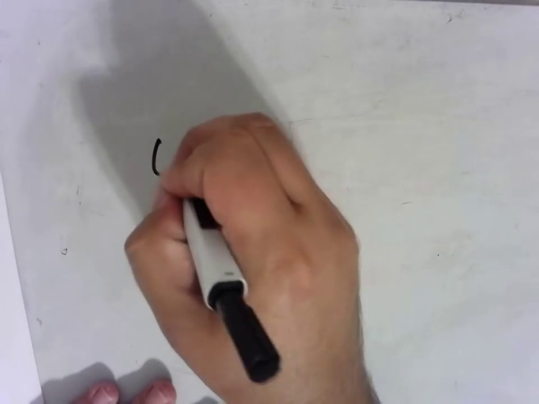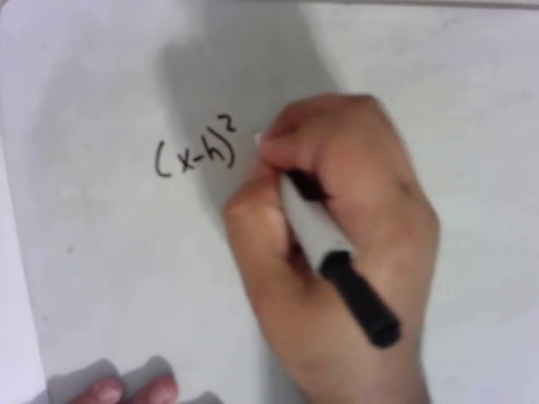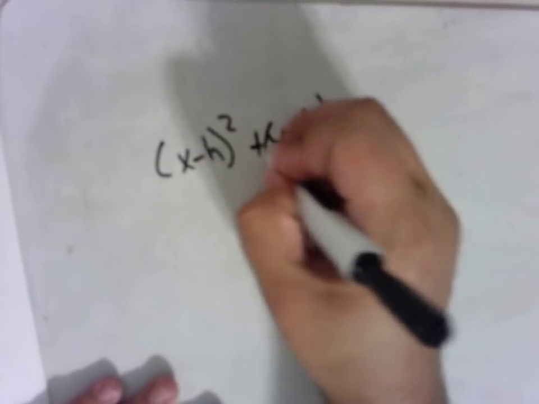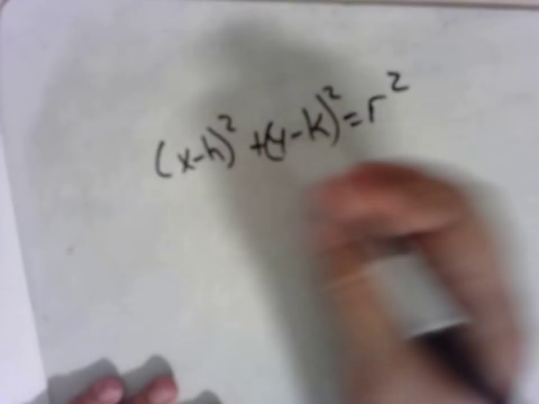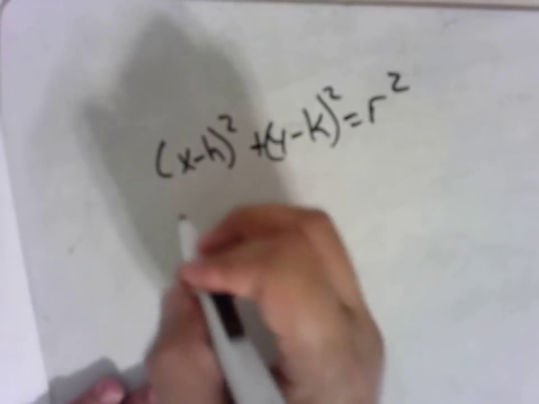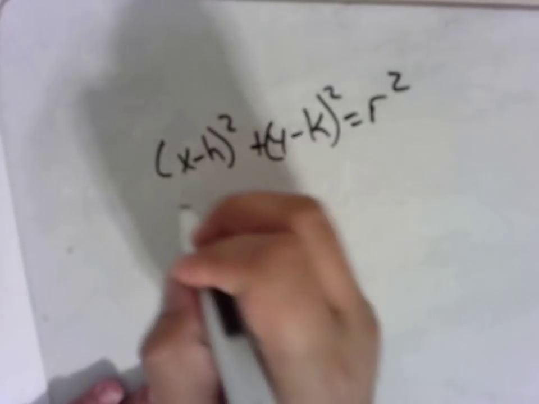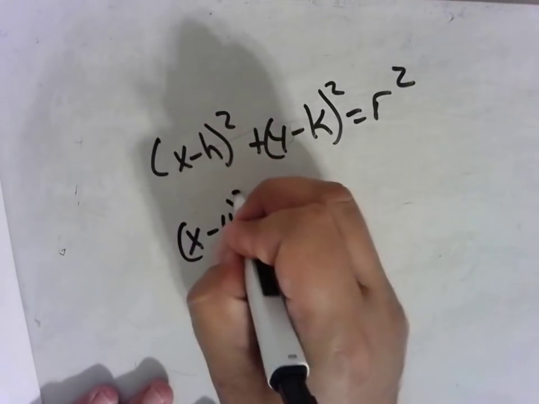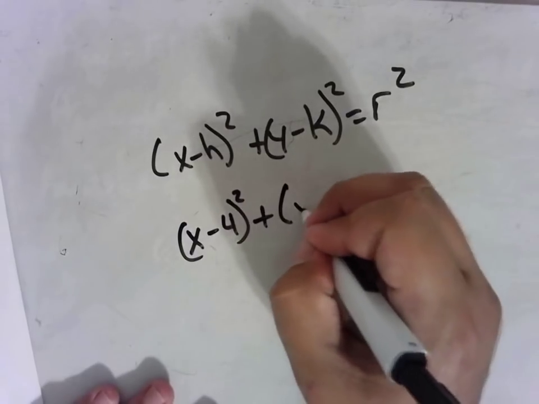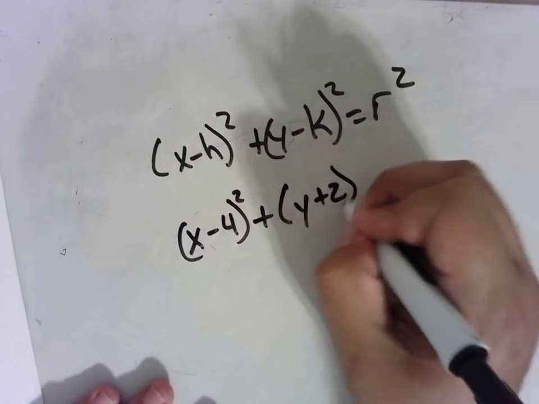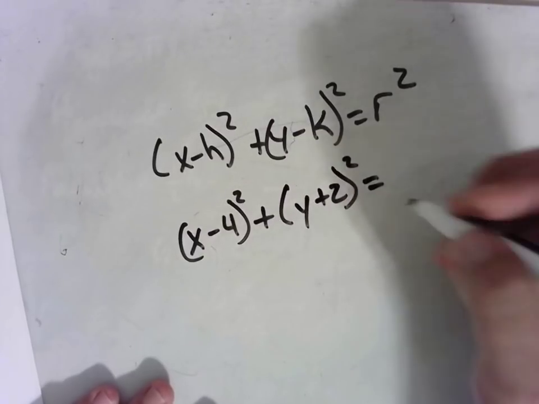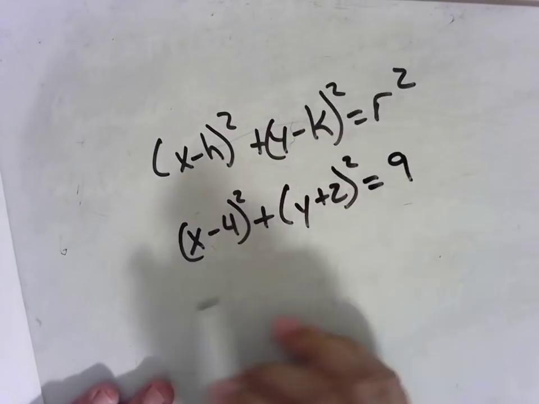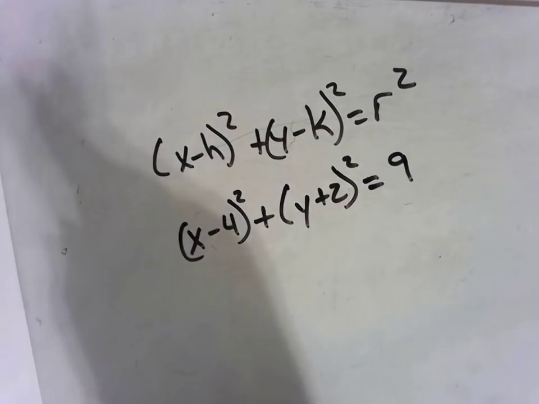2 more. Find the equation of the circle with the center 4, -2, and a radius of 3. The equation of the circle is (x - h)^2 + (y - k)^2 = r^2. H and k are your center, opposite signs. So if the center is at 4, negative 2, x 4 is positive, so that means it's negative inside the equation. Negative 2 is negative, so that means it's positive inside the equation. And your radius has to be squared. 3 times 3 is 9. There is the equation of the circle.